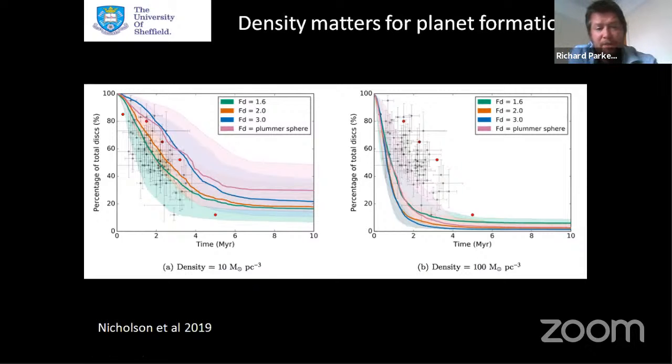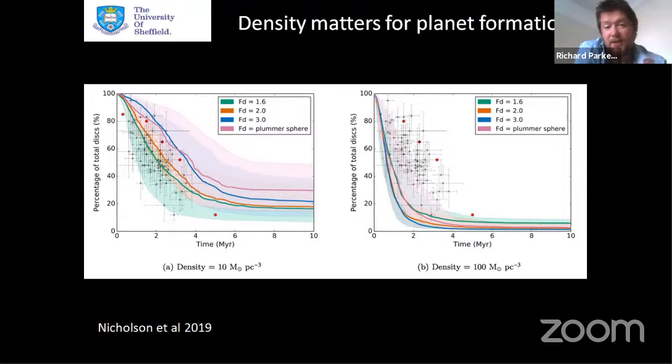But the main difference between the two panels is that on the left-hand panel, these are low density star-forming regions, tens of solar masses per cubic parsec. And on the right-hand side, we've got fairly dense star-forming regions, commensurate with the density in the Orion Nebula cluster, so 100 solar masses per cubic parsec. And we've also plotted the observed disk fractions in nearby star-forming regions as well. And what we find is that these disks are destroyed very, very rapidly in these star-forming regions.